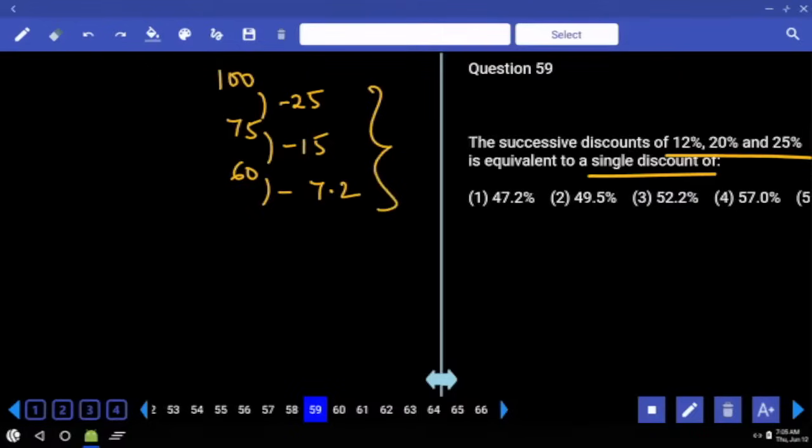Add all these 3 negative numbers. You don't have to subtract 7.2 from 60. If you do that, you get 52.8. The single discount is the difference between both the numbers, which is equal to 47.2. You actually don't have to calculate this. Instead, from the beginning, whatever you are subtracting, that itself is the discount. So 25, 15, 40 plus 7.2, 47.2. Directly we can answer. Clear?